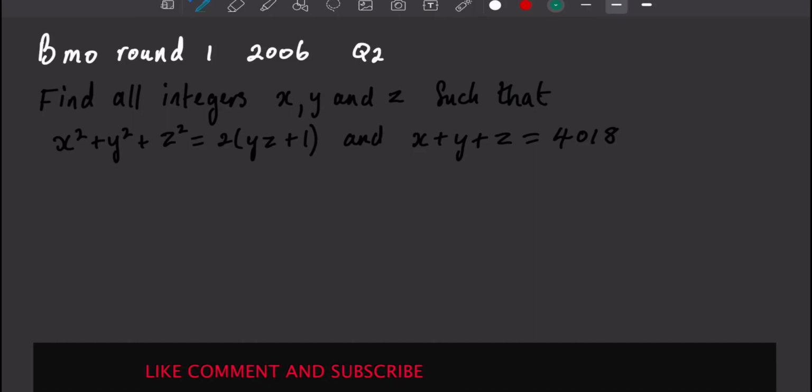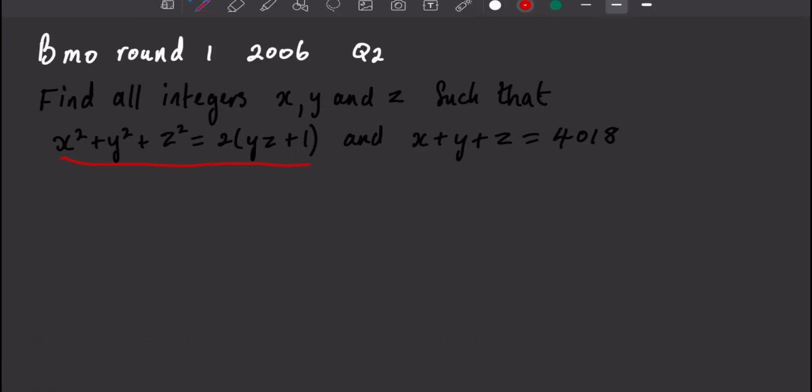Now what I'm going to do is tackle this equation here on the left hand side. First thing I'm going to do is expand the right hand side. So I'm going to write back x squared plus y squared plus z squared equals 2yz plus 2.